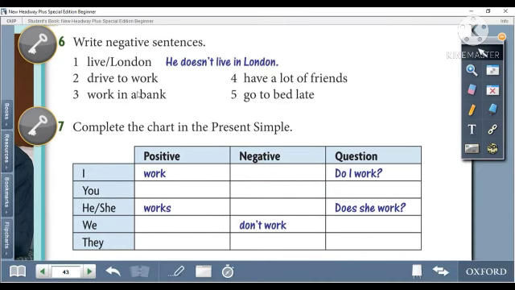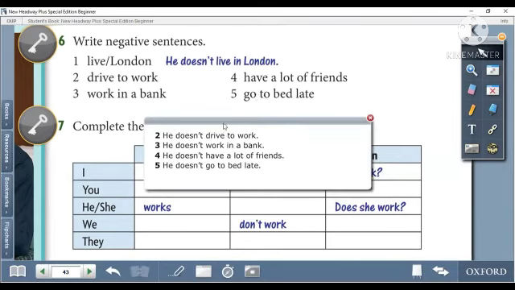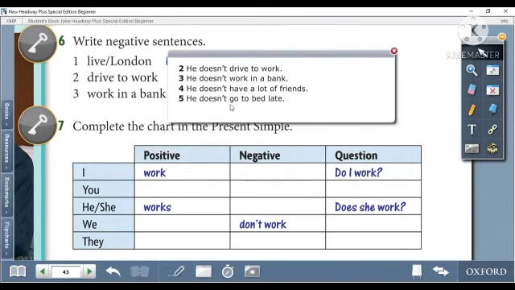drive to work، he doesn't drive to work. work in a bank، he doesn't work in a bank. have a lot of friends، he doesn't have a lot of friends. طيب go to bed late، he doesn't go to bed late. أنا سويت هنا نفيت حدوث الفعل زي ما انتم شايفين.